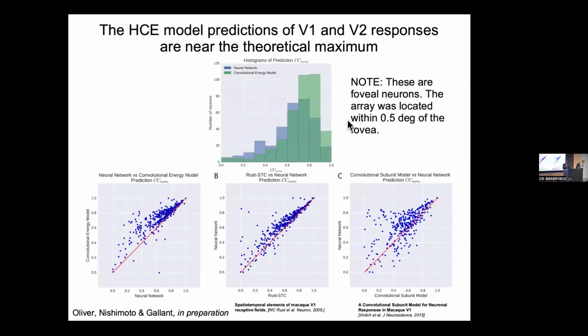So the short answer is this hierarchical convolutional energy model really does a great job of predicting responses, both in area V1 and V2. And you're going to see in these slides something called CC norm. CC norm is the correlation between the predicted responses and the true responses, normalized for the noise ceiling.